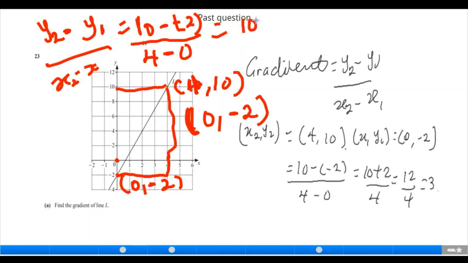Minus minus will give us plus. We have 10 plus 2 divided by 4, which is what? We have 12 divided by 4. What is 12 divided by 4? 4 can go into 12 three times.